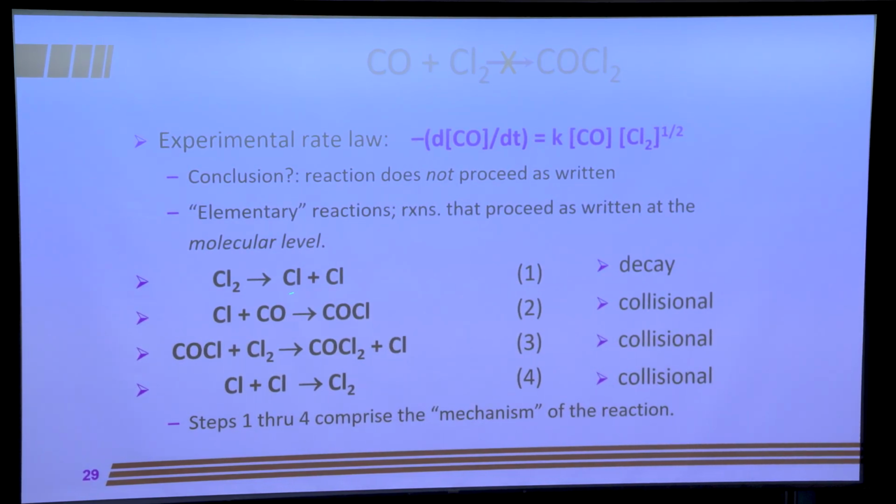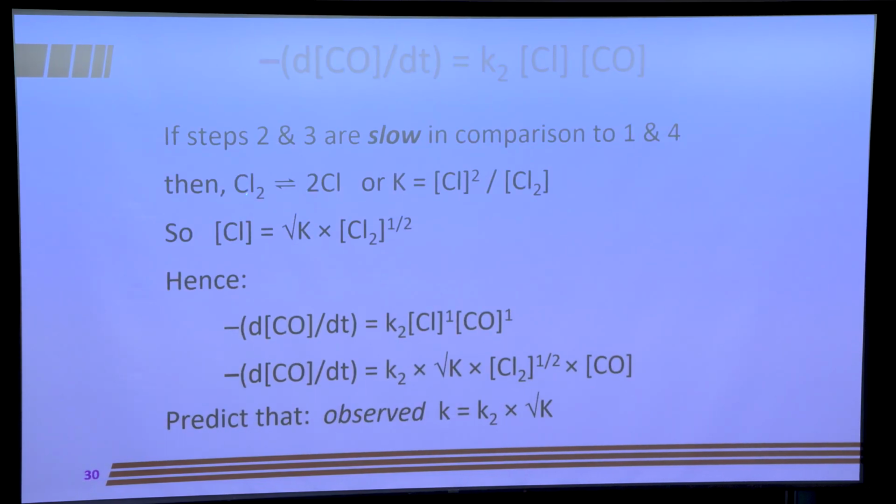We can say, well, Cl2 giving us Cl plus Cl, and then Cl plus Cl giving us Cl2 are in equilibrium. Okay? If that's the case, then Cl2 is in equilibrium with 2 Cls, right? So the equilibrium constant, not rate constant, equilibrium constant, is equal to the concentration of Cl squared divided by the concentration of Cl2. Okay? So the concentration of Cl is equal to the square root of the equilibrium constant times the concentration of Cl2. Okay?